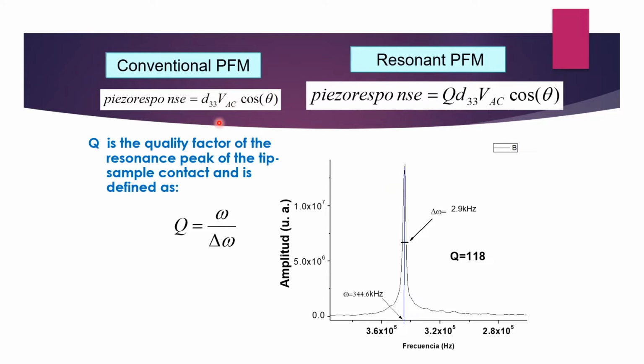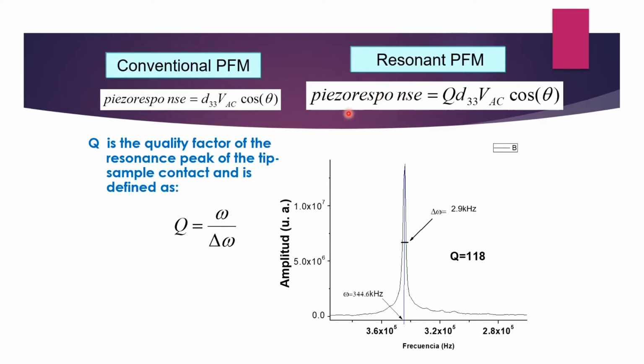For the materials that have a low d33 constant, it's difficult to obtain a high piezo response. For this reason, you can increase the AC voltage. However, some materials are very conductive, and you can damage the sample or the tip if you increase this voltage. For these special materials, where the d33 is very low, you can use the resonance PFM.